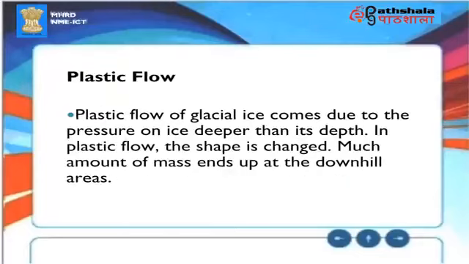Plastic flow. Plastic flow of glacial ice comes due to the pressure on ice deeper than its depth. In plastic flow, the shape is changed. A large amount of mass ends up at the downhill areas.